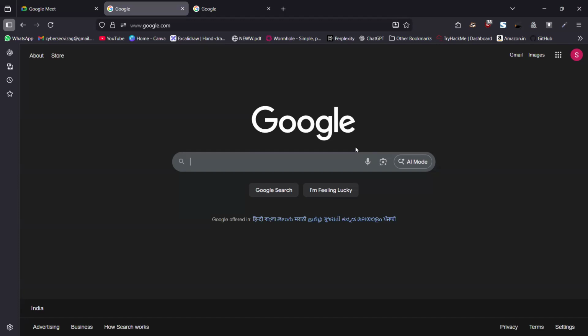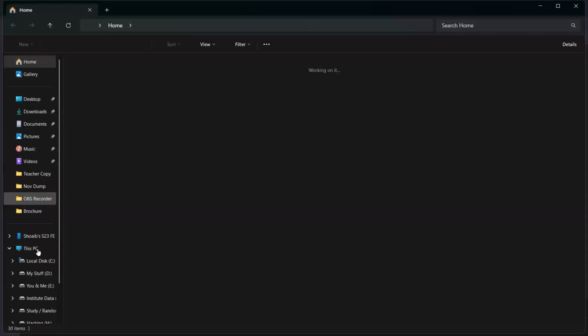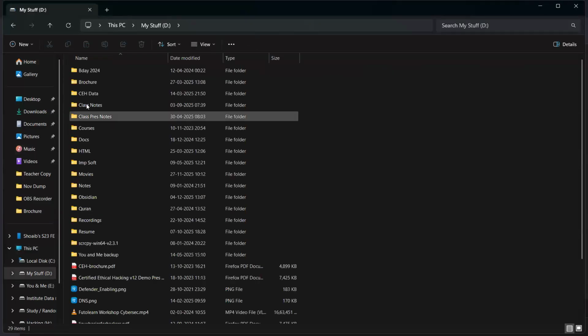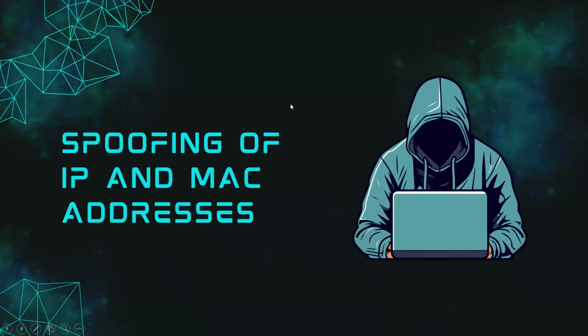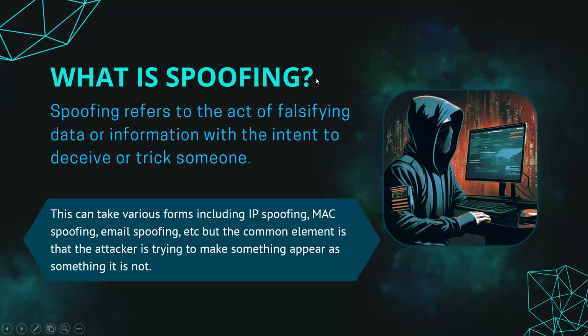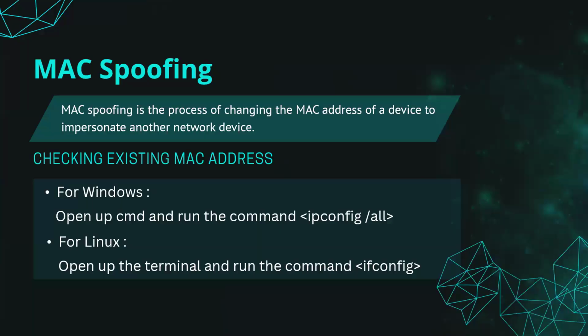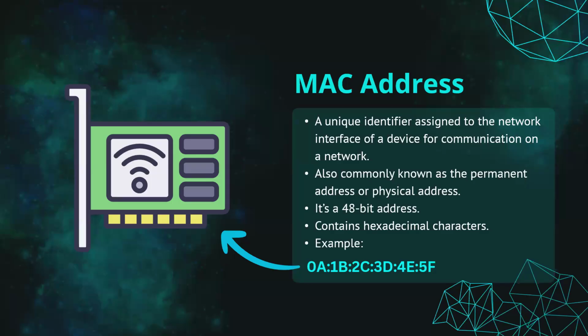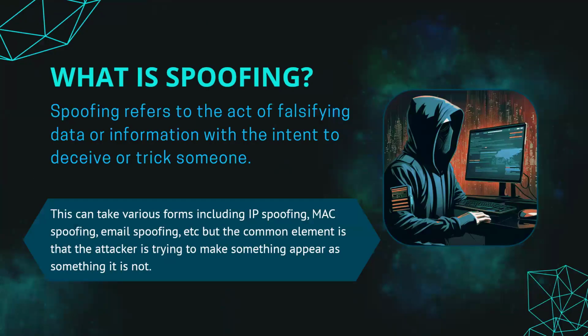There's a concept called spoofing, which is the next topic we'll be covering later on. There I'll show you how to mask your public IP through VPNs and web-based proxies, and how to mask your MAC address to hide your device identity and change it completely over the internet. I'll also explain what VPNs are, how they work, and how they mask your identity over the internet.